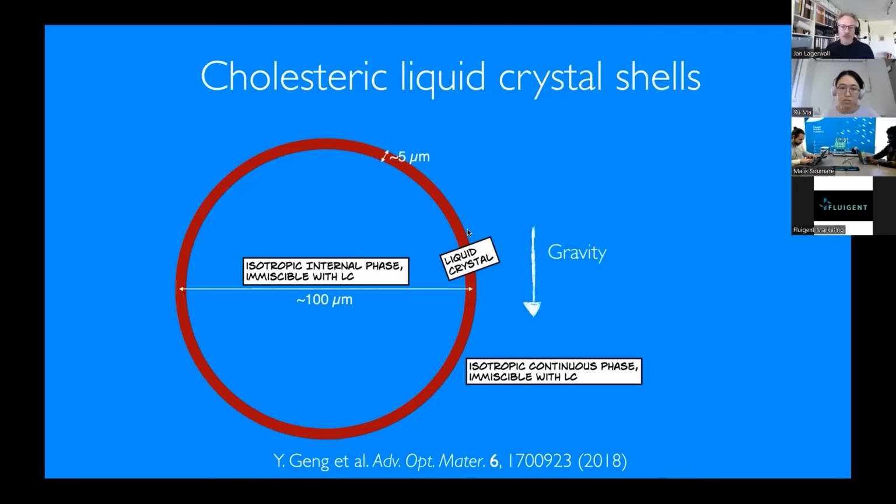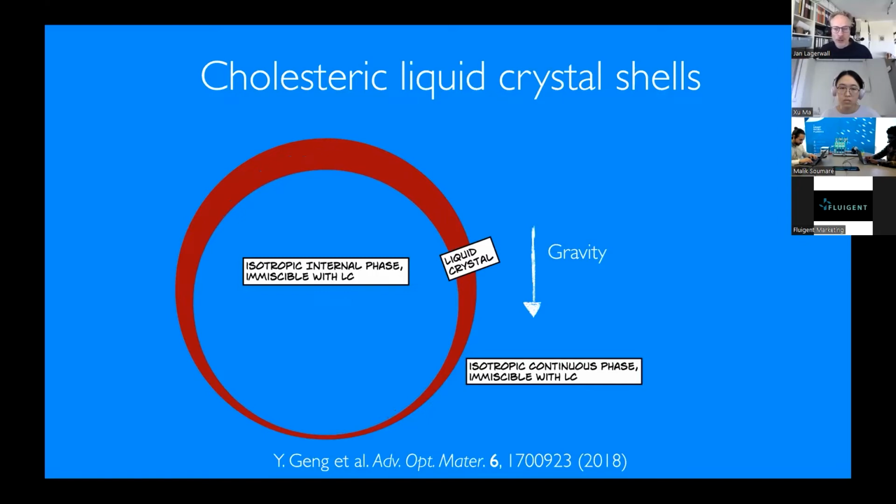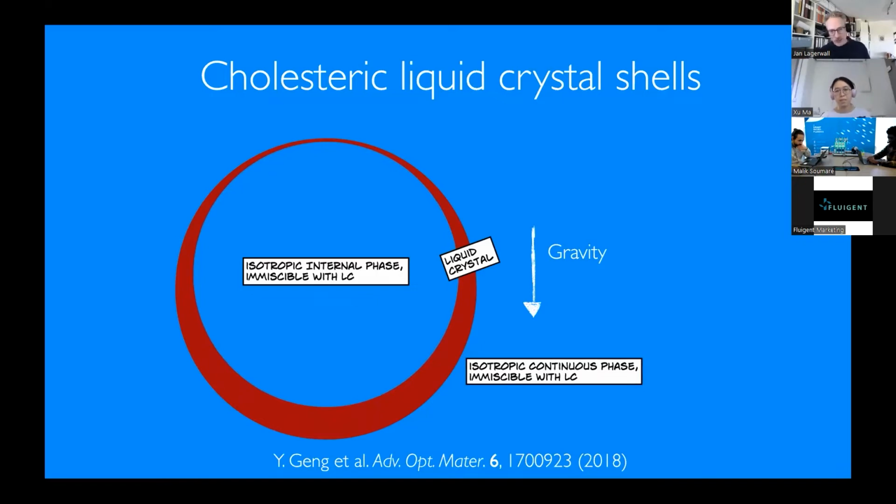What is important is that we're doing this, of course, on Earth. So we have gravity, and the two phases are almost never density matched. So that means that the inner droplet will tend to sink down or rise up. And that means that the shell will be thick at one point and thin at the opposite point. And you'll see when I talk about polymerization, as well as the optical properties, that this asymmetry that gravity creates is actually really important for the behavior.